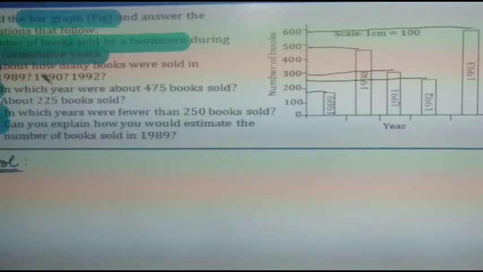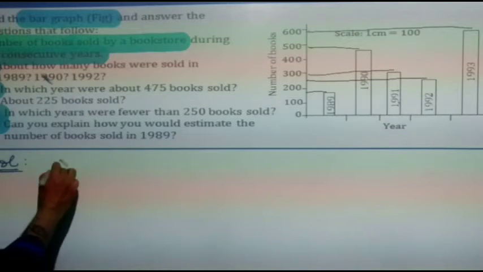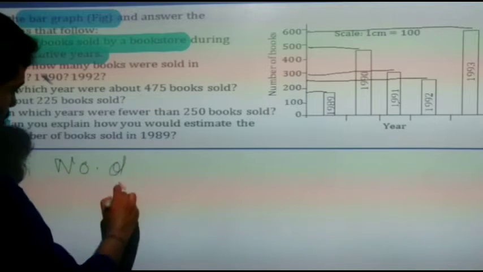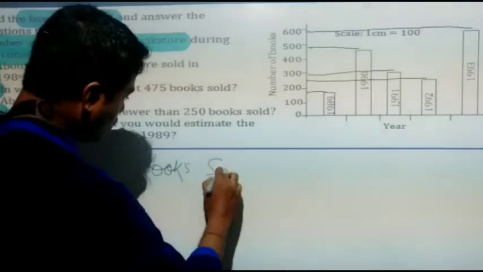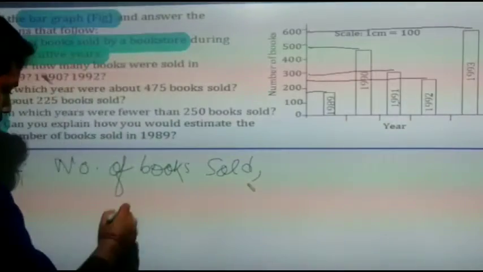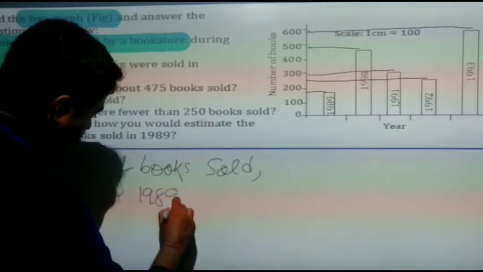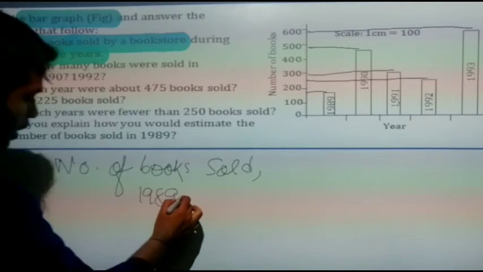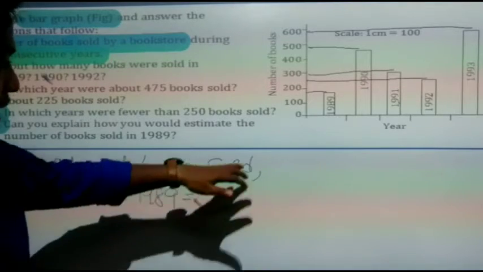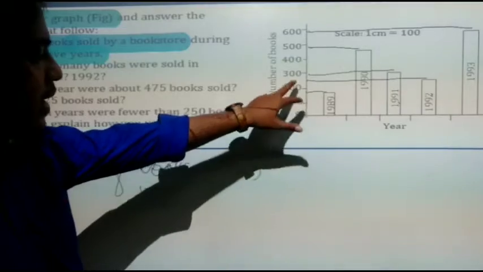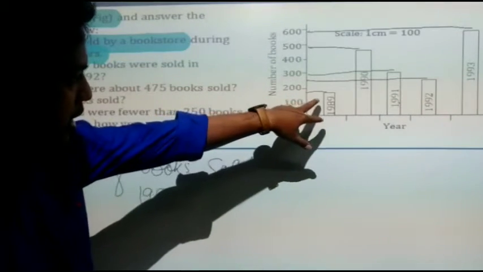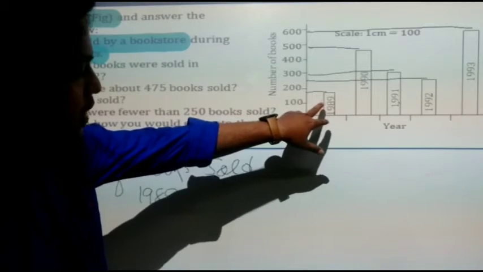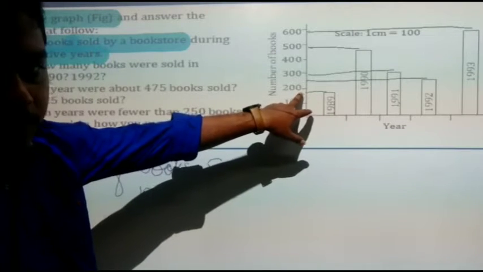So now, after doing it, we have to show how many books were sold in 1989. Number of books sold in the year 1989 equals... If I consider 1989, it is between 100 and 200, and you can see this 1989 bar is almost reaching 200.